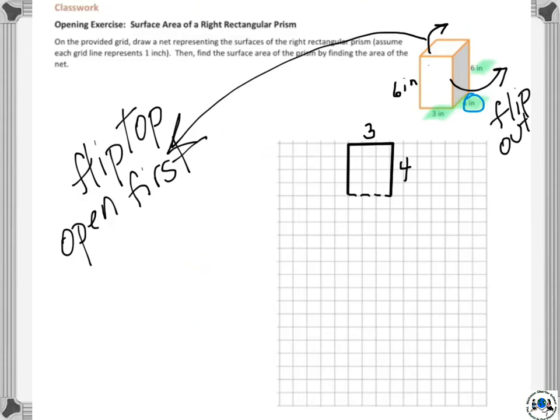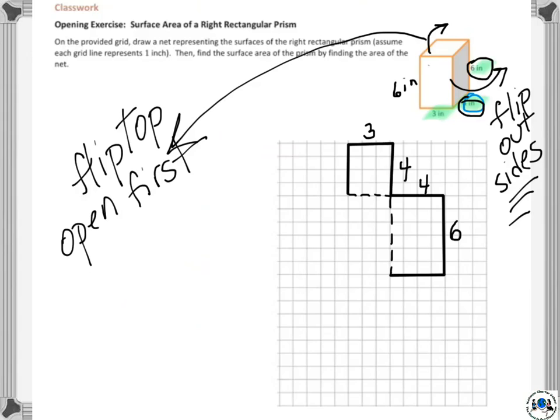Now I'm going to flip out the sides. I'm going to flip out that right side, or yeah, we'll call it the right side as we look at it. Flip out that right side, and I know that it is 6 inches high, and I also know that it's going to be 4 inches wide now. So let's go take a look at what that looks like. And there we go.